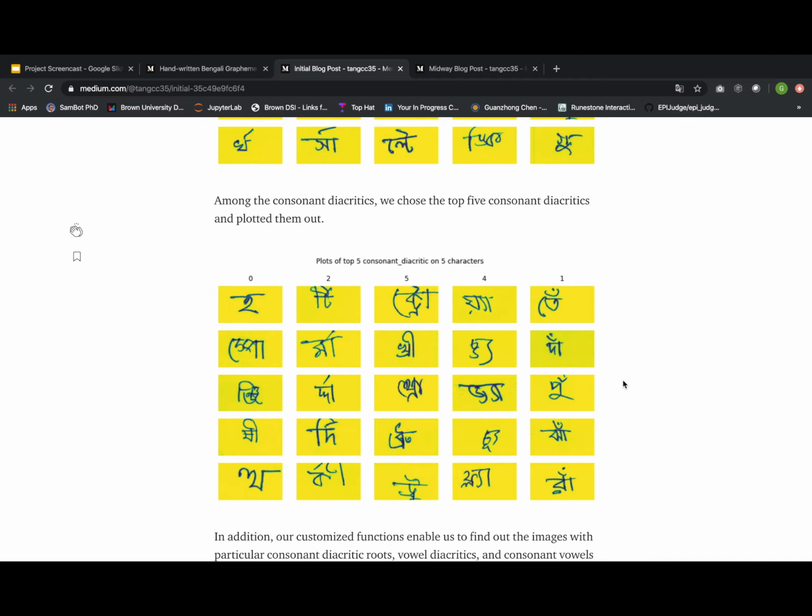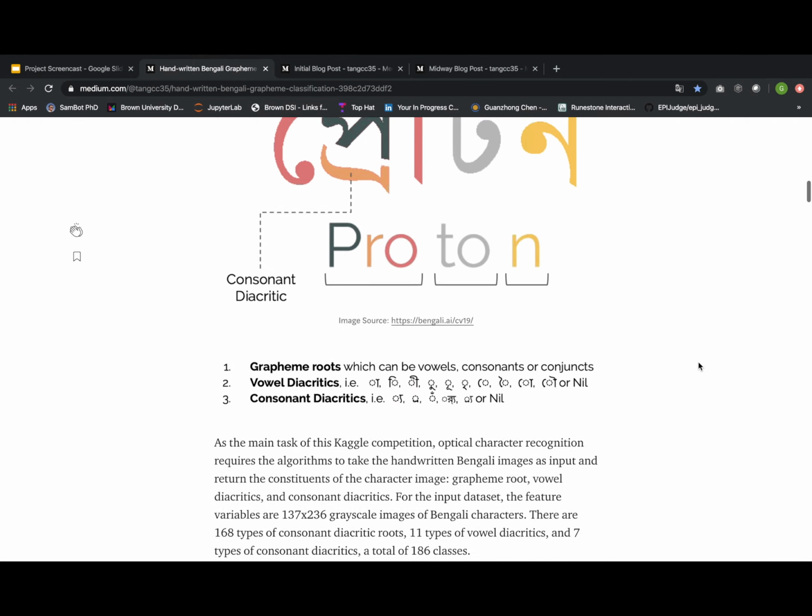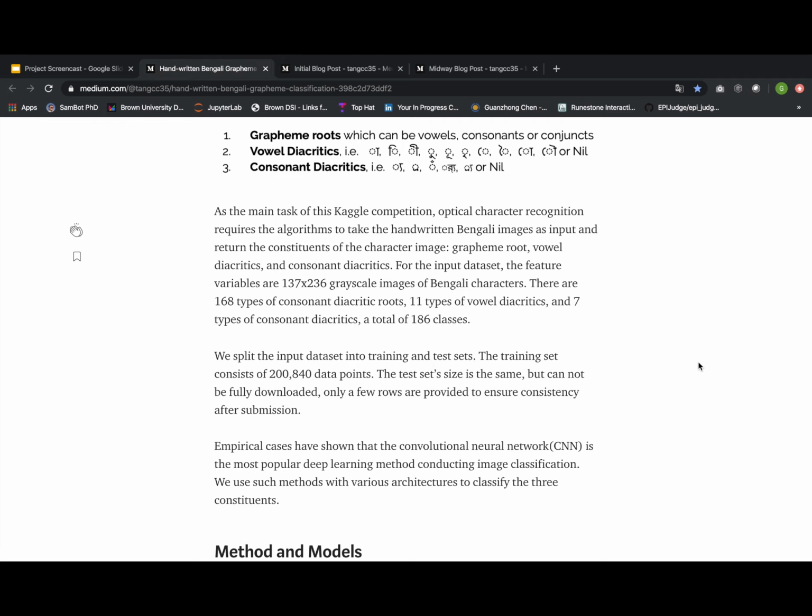Now let's get back to our final blog post. There are a total of 200,840 data points in the training set. The test set has the same size. At test time, given a Bengali character, our goal is to classify its three constituents into types. Empirical cases have shown that the convolutional neural network is the most popular method for the image classification task.